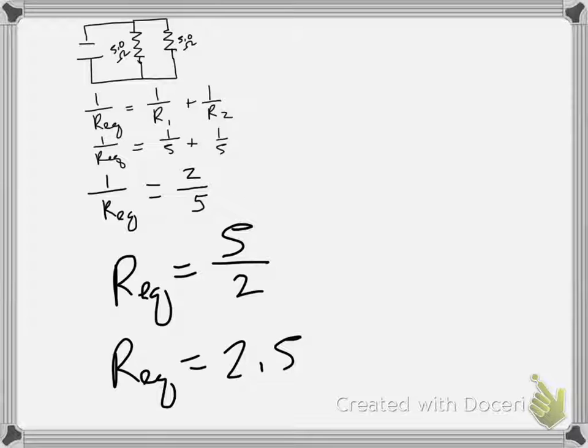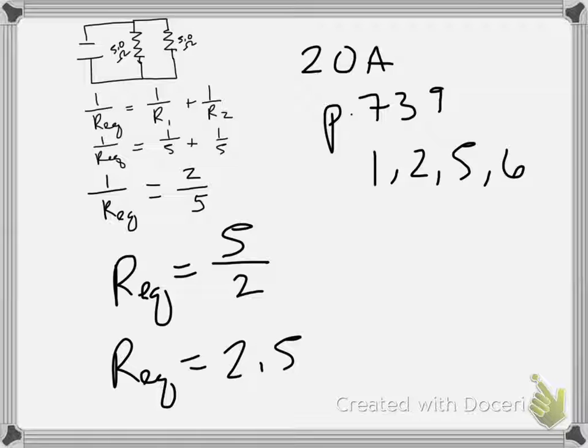So, of course, I'm going to give you a few of those, and then we're going to scramble it all up. Okay, so assigned, page 739, section 20A, problems 1, 2, 5, and 6. These are all just in series. These are ridiculously easy. Not a problem.